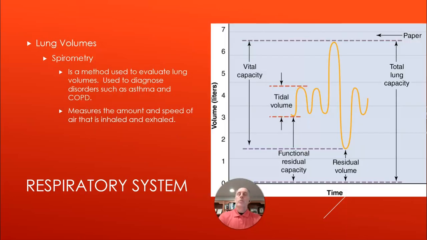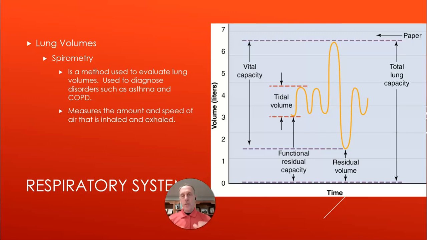So with lung volumes, we use a term called spirometry, and it's used to evaluate lung volumes, both at rest and at work. It measures the amount and also the speed of air that's inhaled and exhaled. You have a couple components that you'll probably be asked on, no doubt about it.